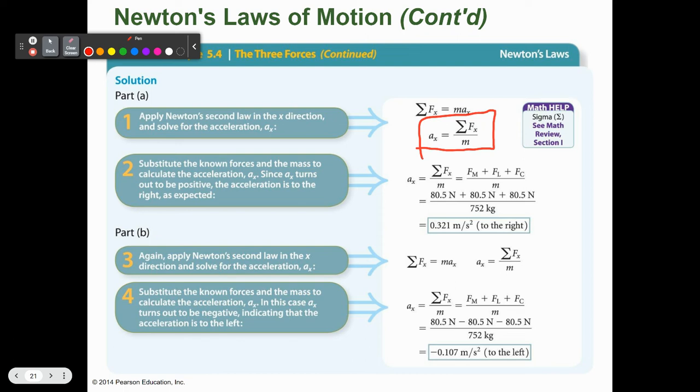On the other one, again, they're going to rearrange and solve for ax first. Then it's going to be 80.5 minus 80.5 minus 80.5, because Larry and Curly are going in the opposite direction. Then we're going to, again, divide that by mass. So we're going to get a negative answer for our acceleration, and that's perfectly fine, because that negative sign tells us the direction we're going in. The negative sign tells us we're going back to the left. We're not moving to the right in the positive x direction, we're moving back to the left in the negative x direction. Okay?